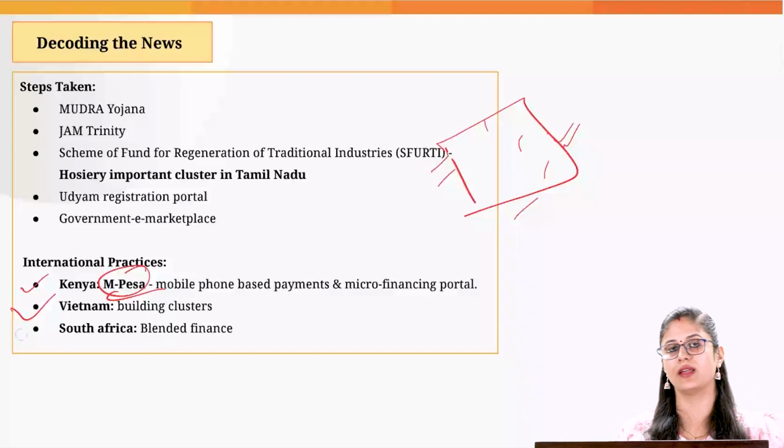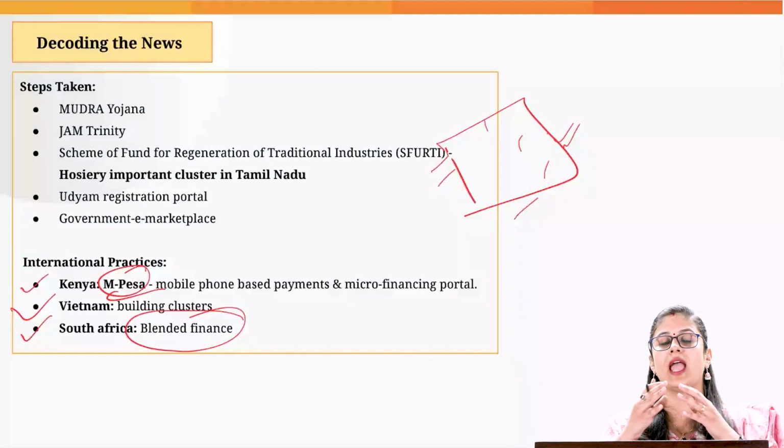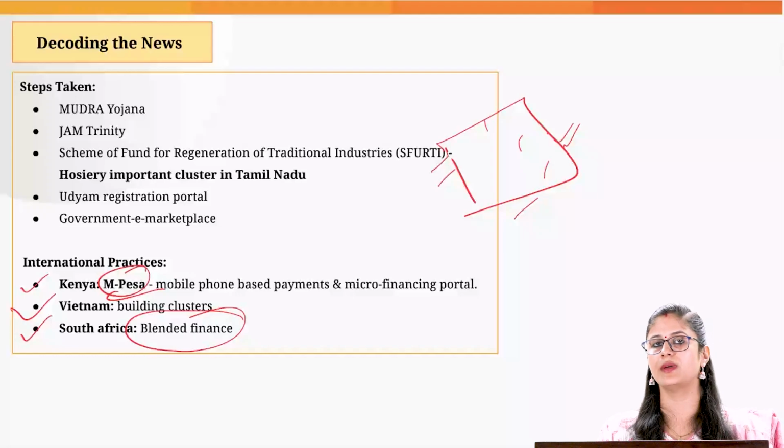And from South Africa, we need to learn blended finance, wherein the public sector and the private sector come together and finance social and environmental projects. This is something that we can incorporate in India also. That's all when it comes to this particular topic. Let's move on to the next one.